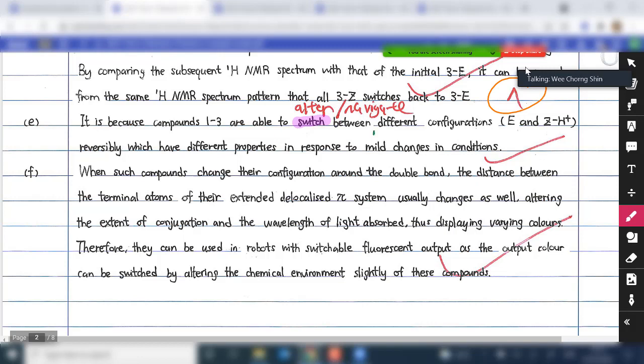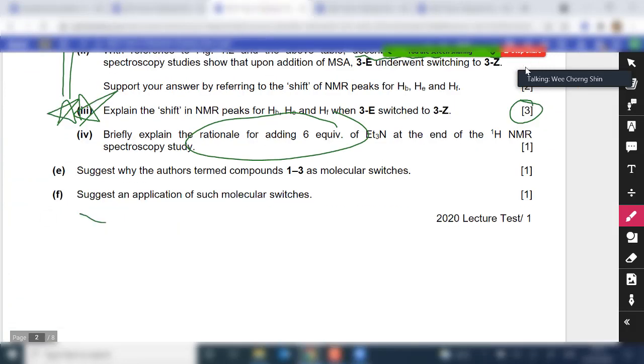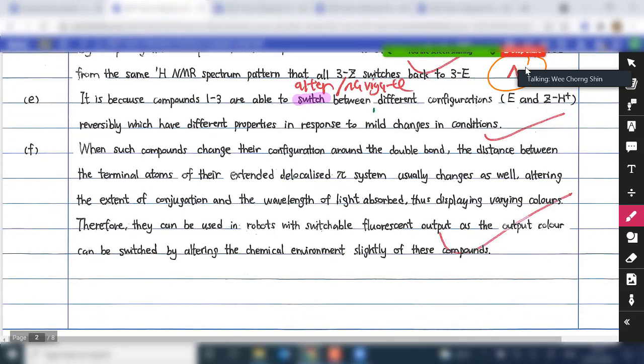Okay. Actually, this part is anything goes. You write anything, we give you the marks as long as you write something. Yeah. So please write something.